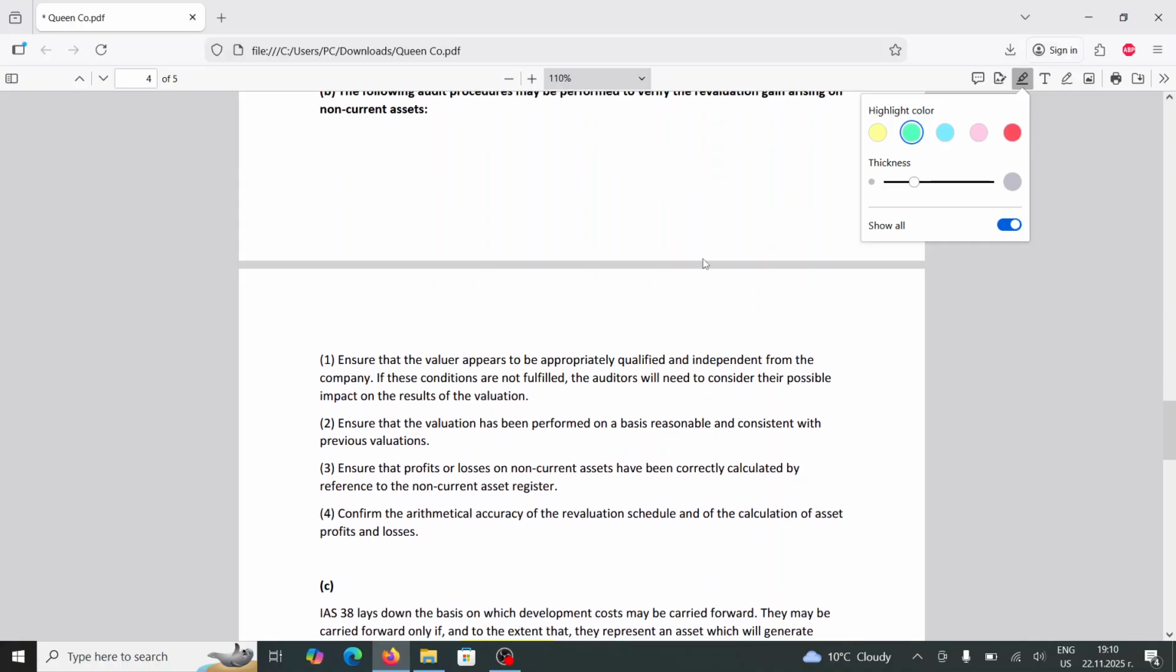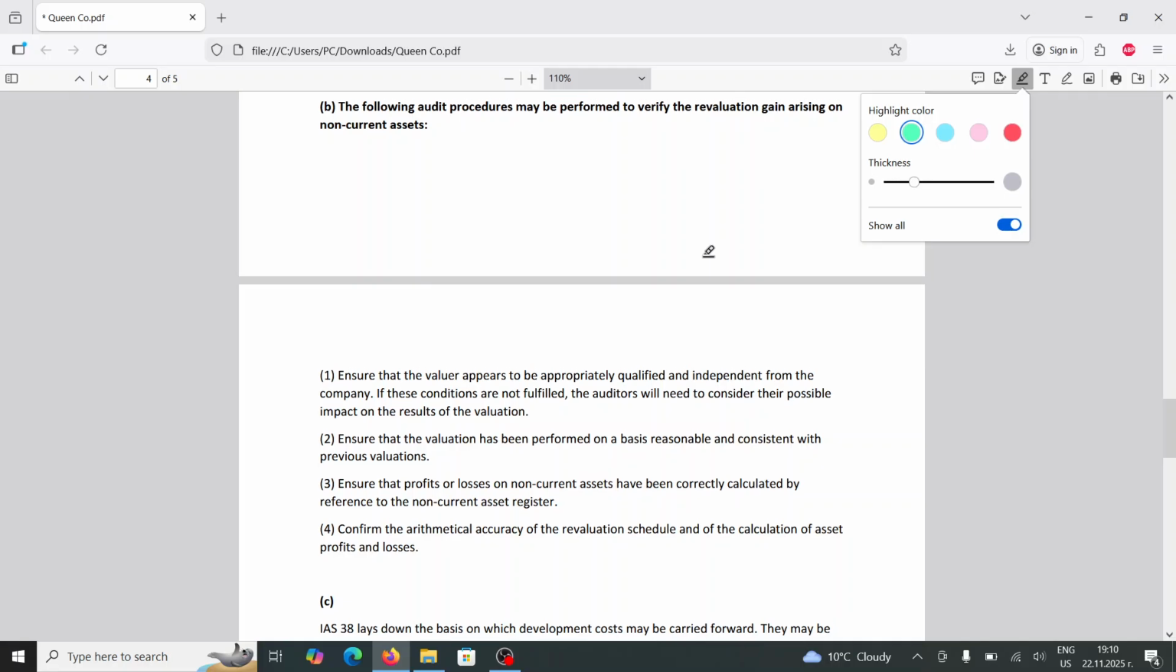So moving on to section B, the following audit procedures may be performed to verify the revaluation gain. So this is much easier. This is regarding the revaluation expert that I highlighted earlier. First and obvious, ensure the valuer appears to be appropriately qualified and independent from the company. So if it's someone internal, then it's likely for there to be manipulation and prejudice, especially from the directors who are shareholders of the company, to overvalue the assets and boost the financial statements.